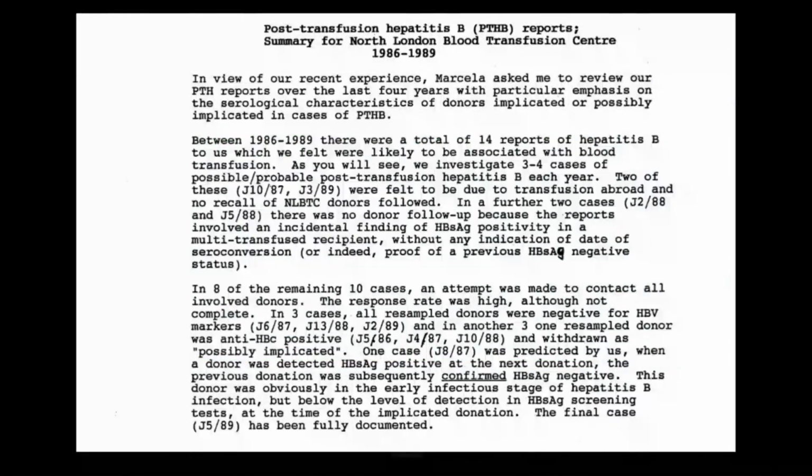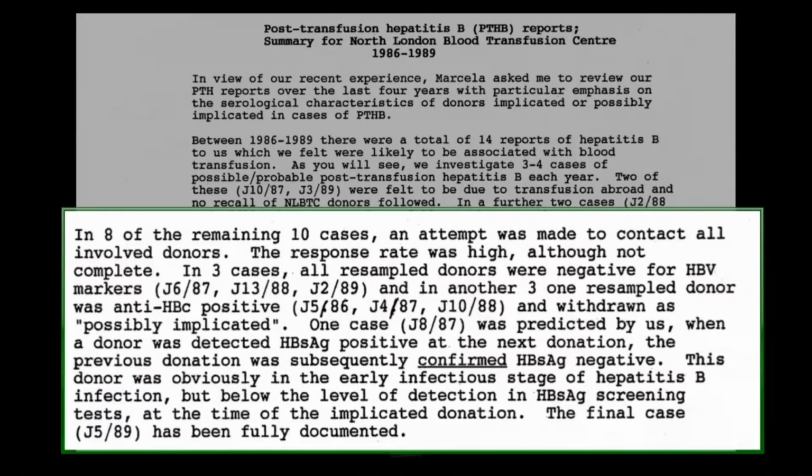In 8 of the remaining 10 cases, an attempt was made to contact all involved donors. The response rate was high, although not complete. In 3 cases, all resampled donors were negative for HBV markers, and in another 3, 1 resampled donor was anti-HBC positive and withdrawn as possibly implicated. 1 case was predicted by us when a donor was detected hepatitis B surface antigen positive at the next donation. The previous donation was subsequently confirmed negative.